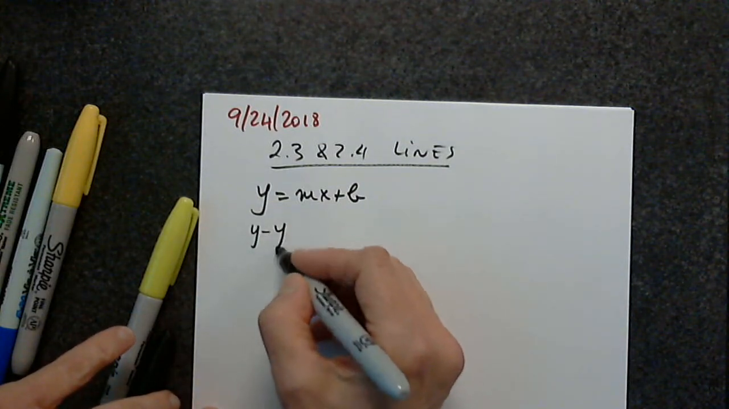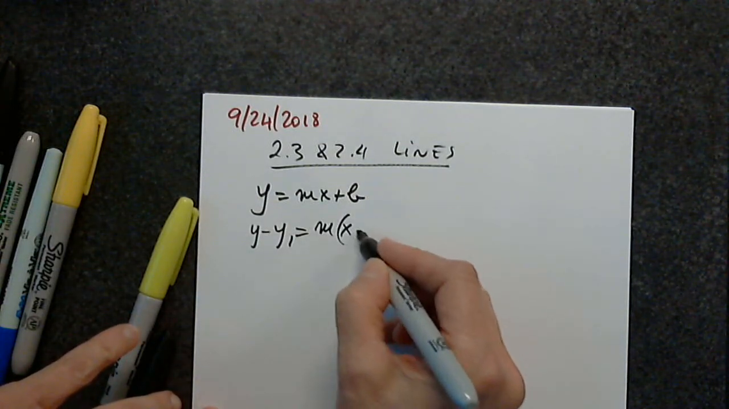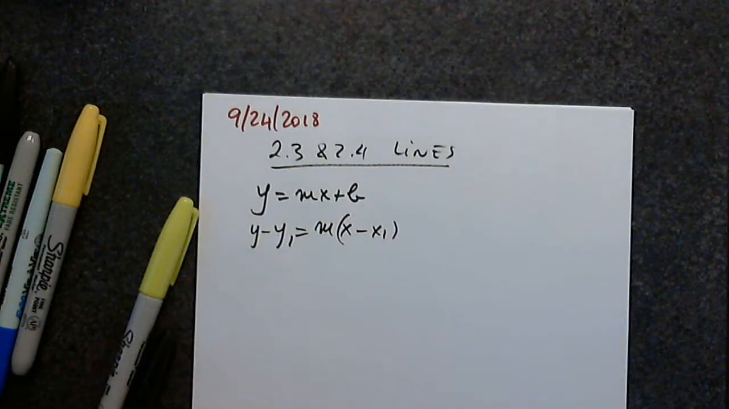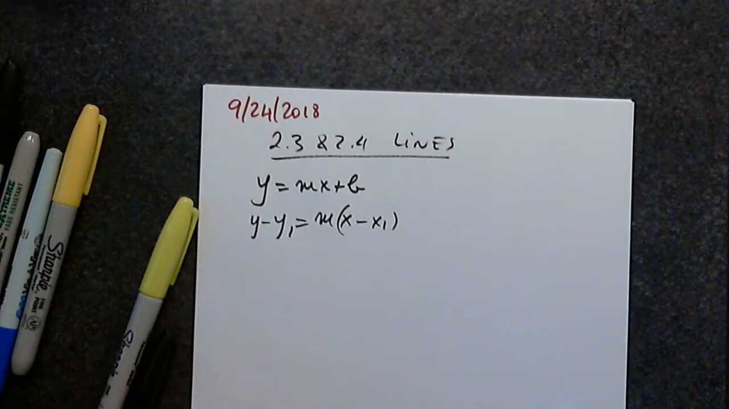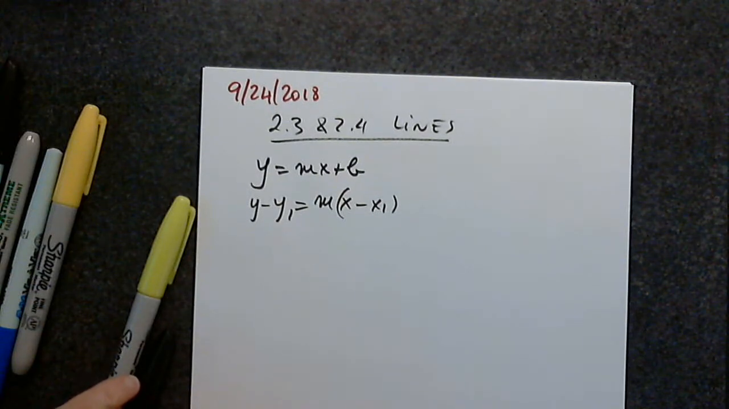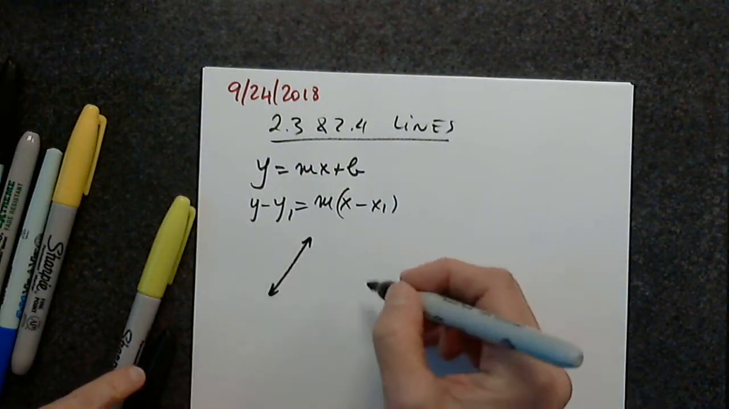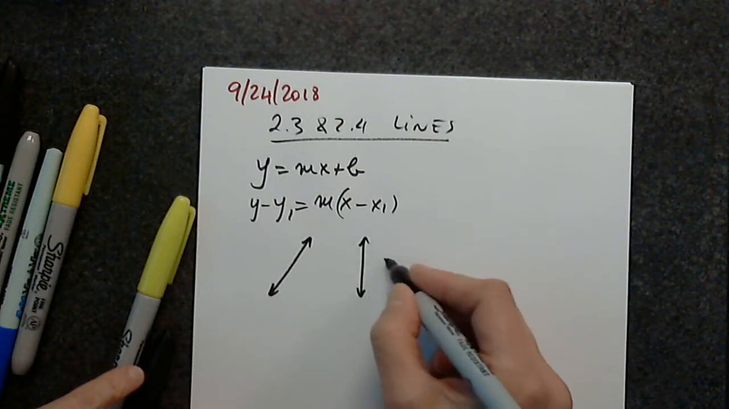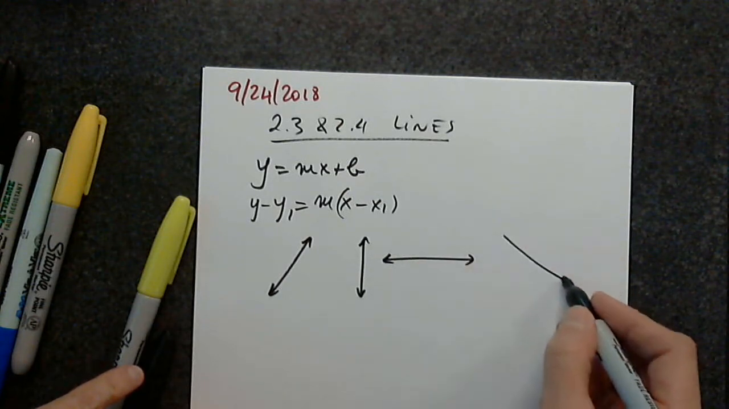Then we had y minus y1 equals the slope times x minus x1, and we know this is the point slope form. Very good. We did that last time. Now let's refresh our memory on different types of lines. There are 4 types of lines.